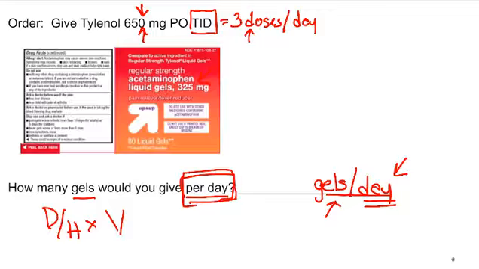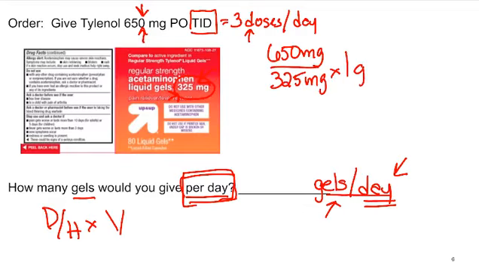Okay, so my doctor's order is 650 milligrams. What do I have? I have 325 milligrams times 1 gel. So I'm going to go to my calculator. 650 divided by 325 equals 2. Is that my answer? No, it is not my answer.